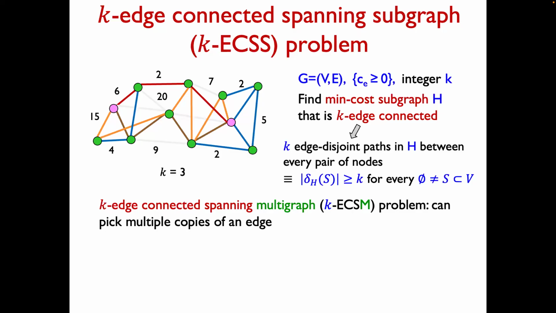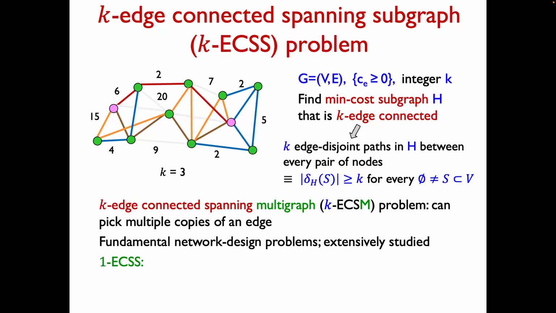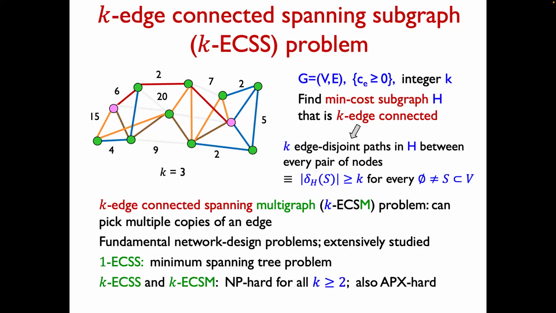Let's make sure that we are on the same page here. The one-edge connected spanning subgraph problem, we all know what that is. That's the minimum spanning tree problem, which we know can be solved in polynomial time. But for every k at least 2, these problems are NP-hard, and in fact APX-hard, which means that we can't approximate them better than some constant. Any questions about the definition of the problem? The entire talk is about this, so it'd be good to clear any confusion.